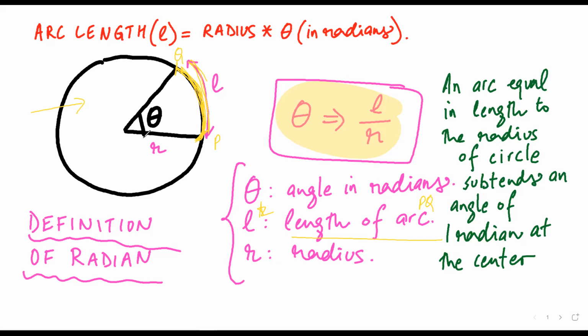Now the radius, this line, let me call this O. So OP and OQ are the radii. Are we okay? So this is R, this is R. Now the formula that we have is the measure of angle theta. This is the angle theta, which is being measured in radians. The definition of theta in radians is equal to the length of the arc divided by the radius of the circle.